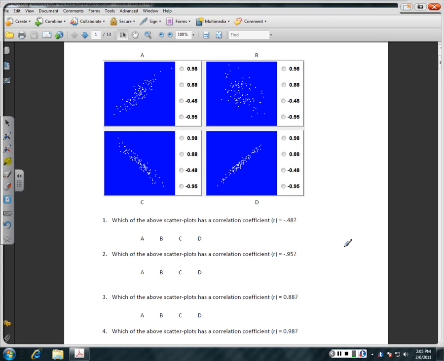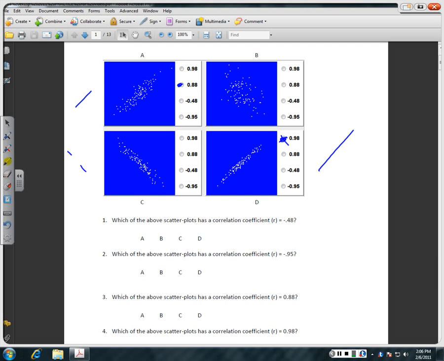Remember that if something has an upward slope, then that means you're going to have a positive correlation, and the closer the points are to the line, the higher the correlation. So these two have positive correlations, and this one's clearly the highest, so that's 0.98, and this one will be 0.58. And then the other two are negative.